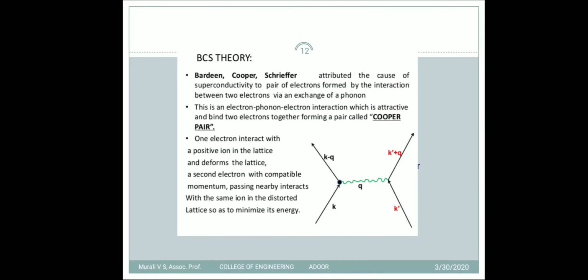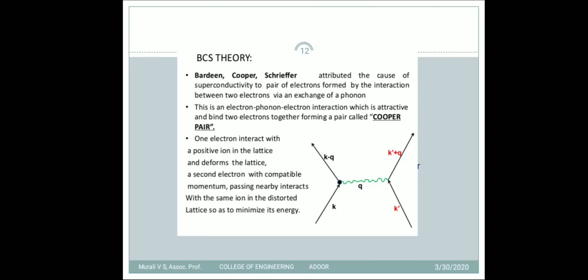Now here there is a diagram regarding how these Cooper pairs are attracted to the lattice and to each other. In this diagram you can see that K represents an electron. K is actually the wave vector. Electrons are considered as waves having a wave vector K. So when an electron comes to a lattice point, it will emit a phonon. A phonon is the exchange particle in the case of Cooper pairs. So Q is a phonon.